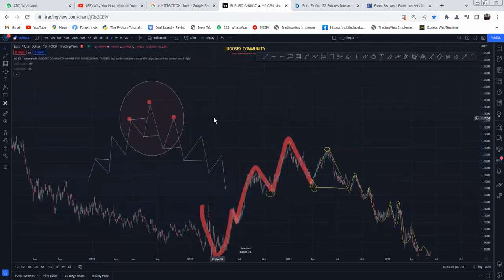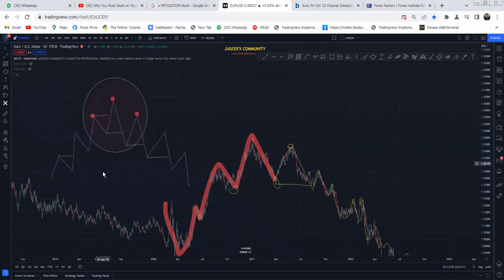Now, this is one reversal pattern. It's the same thing for a downtrend. The market will be going down and then it stops going down, it starts breaking the higher highs up.